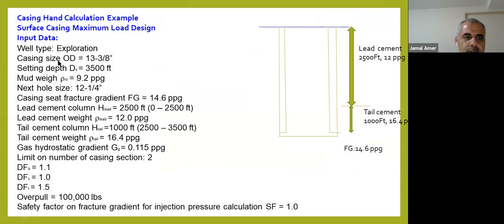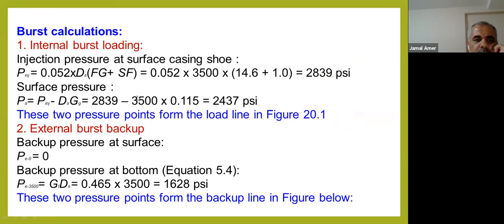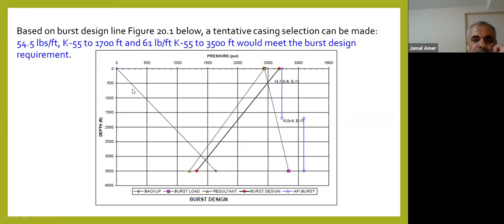Here, surface casing maximum load. We'll do a full calculation for the surface casing. Here all this calculation will be like that. We will explain all this graph. What does that mean? What are all these lines here on the graph? What's the meaning of this one? What is this, the blue one? All this will be explained in our courses.